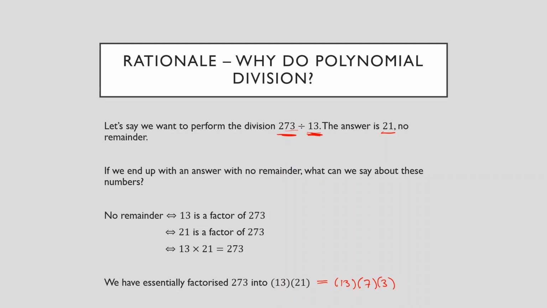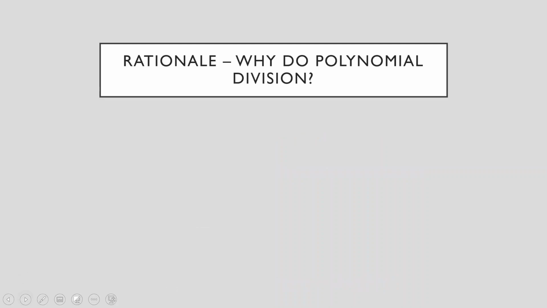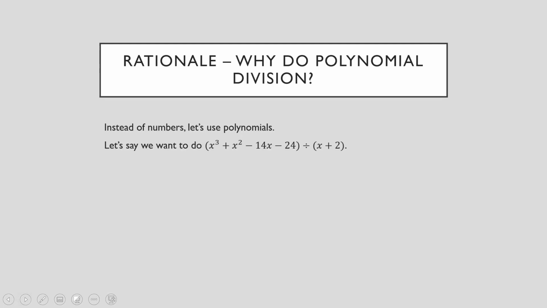That's really important. When we divide by something and you work out the answer, you're essentially factorizing your original number. That's why we're trying to do polynomial division. Polynomial division is a really good way to try and factorize polynomials, just in the same way that we've factorized 273 here. Let's extend this out into polynomials now. I'm dividing this long polynomial by x plus 2.